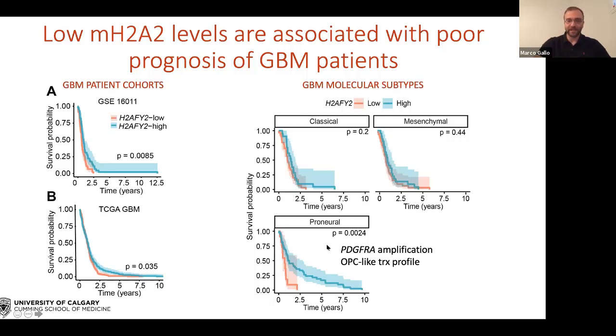Also very interesting here is that the proneural subtype constitutes about 1/3 of adult GBM cases, and is characterized by PDGFR amplification, which Anna just spoke about in her presentation. And these tumors have a very oligodendroglial progenitor cell-like transcriptional profile. So they're very interesting tumors, a little bit different from the classical and the mesenchymal.